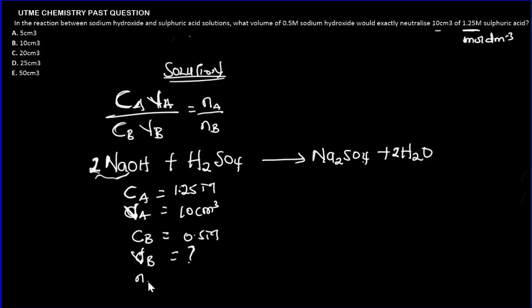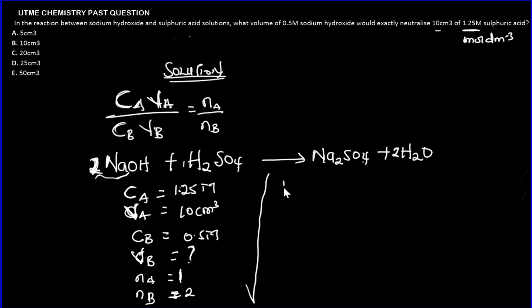And then we have Na, the number of moles of acid. This is the acid, and the number of moles here is 1. That's the stoichiometric coefficient. The number of moles of base is 2, which is 2 moles of sodium hydroxide. So from here we can put it into this equation.